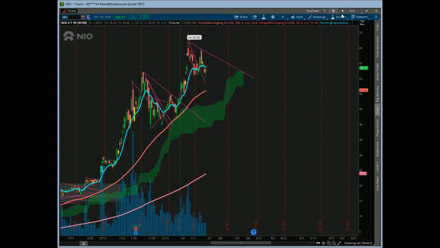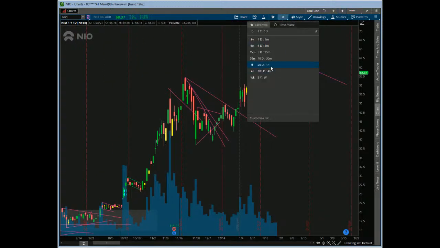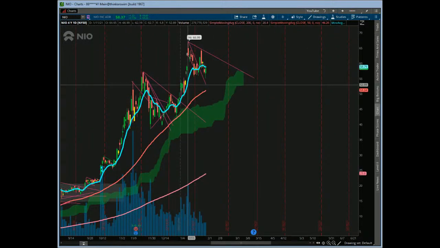So what chart was I using here? I think it's supposed to be a 60-minute chart. That's what was going on there. I was like, where's my 80MA and clouds and stuff?